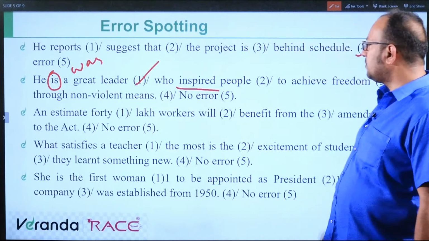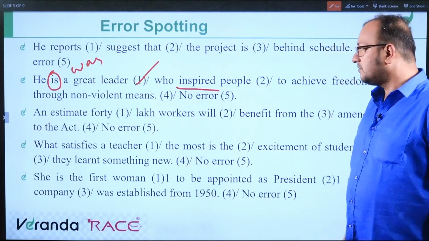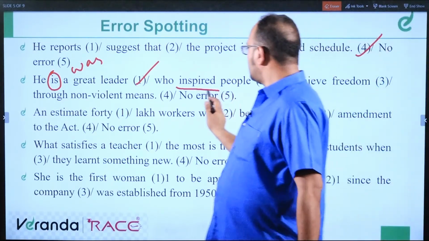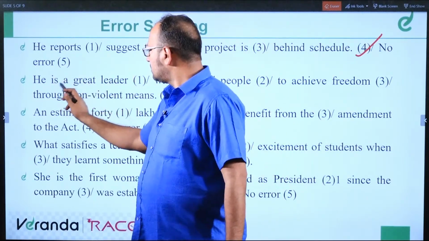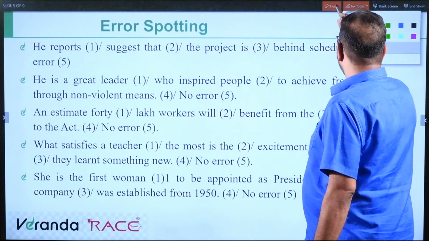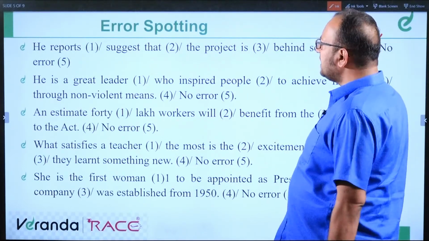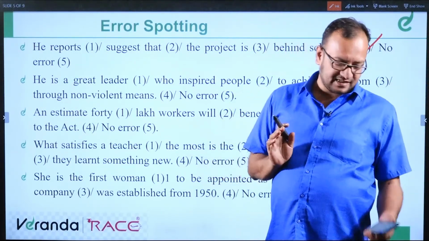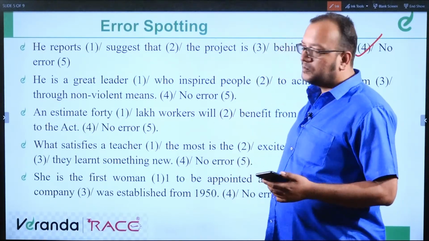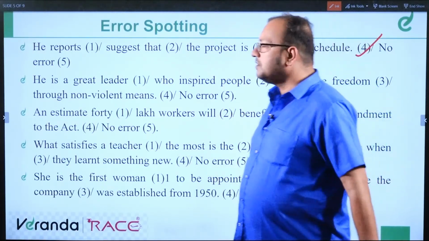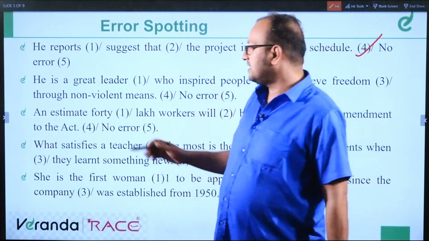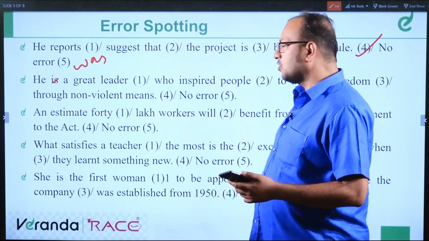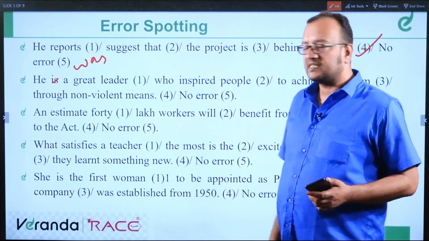He was a great leader who inspired people. He is a great leader who inspires people to achieve freedom. See, achieving freedom is something in the past. You understand that, right? Was, yes, correct. So it should be was, because freedom has been achieved. So it's a past tense, right? So we'll write: he was a great leader who achieved freedom through non-violent means. Okay? Was will be the correct answer.